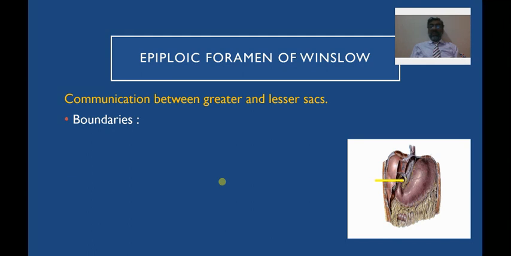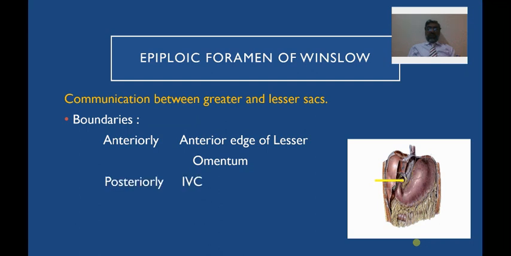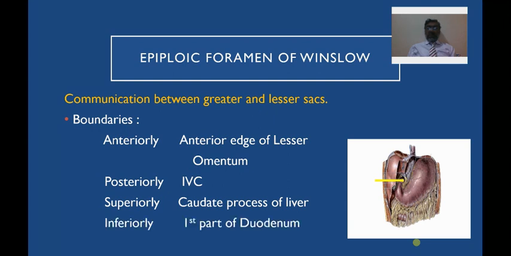Can anybody tell me about its boundaries? Yes, we can describe as usual. Anteriorly is the free edge of the lesser omentum. Posteriorly is the inferior vena cava and the peritoneum covering this inferior vena cava. Superiorly is the caudate lobe of the liver, and inferiorly is the first portion of the duodenum.